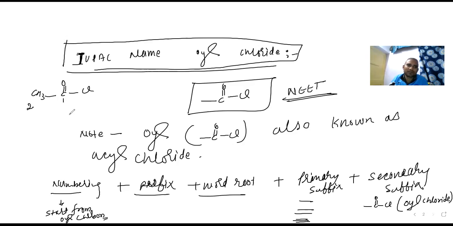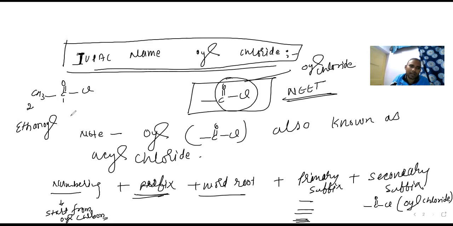Start from the prefix; there is no prefix in this compound. The total name ends with oyl chloride. The word root is eth, then single bond, so an. And we do not write the e because oyl is coming: ethanoyl chloride. Are you able to understand this? Write down this name, ethanoyl chloride, if you want to write it.